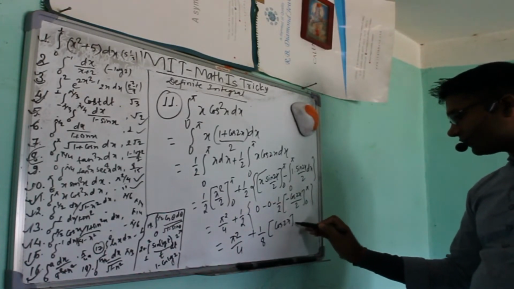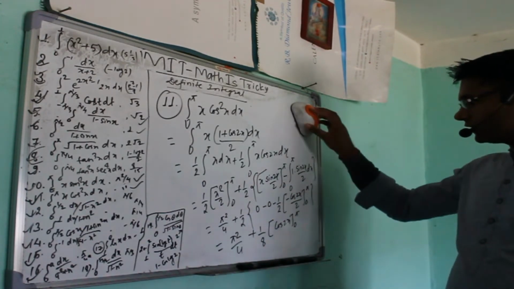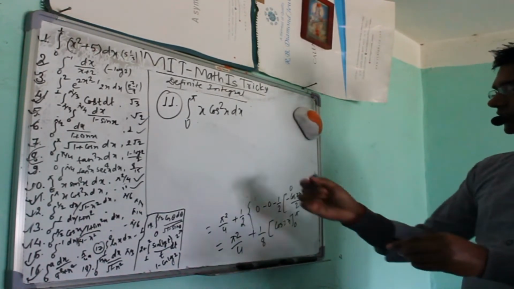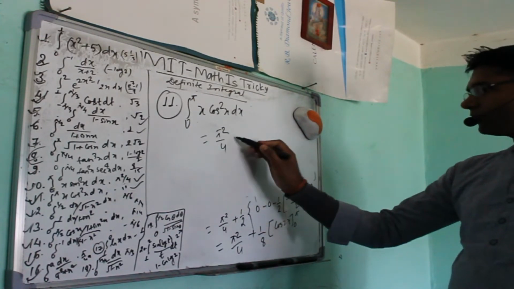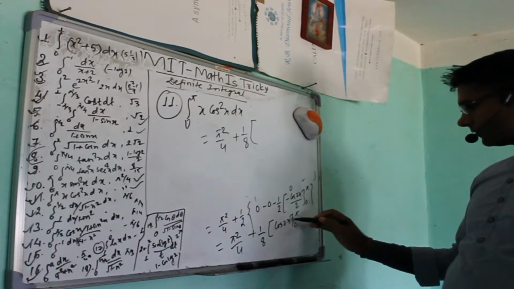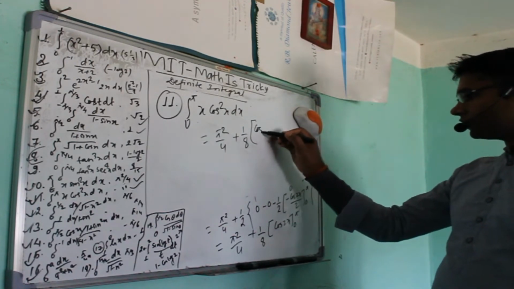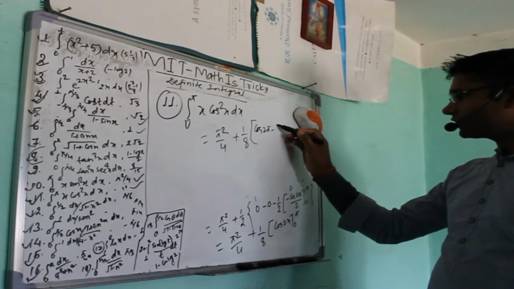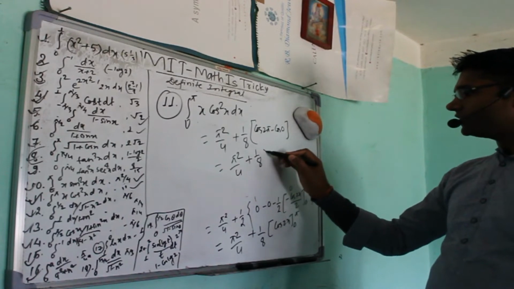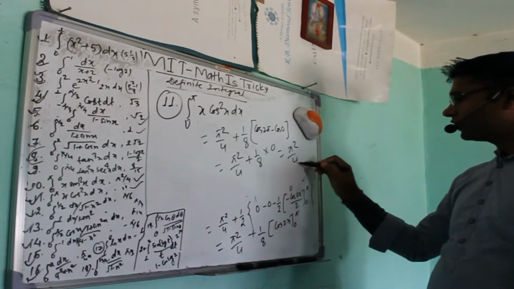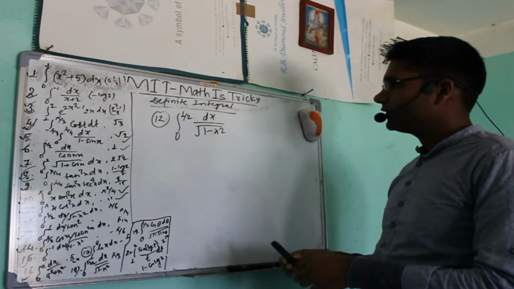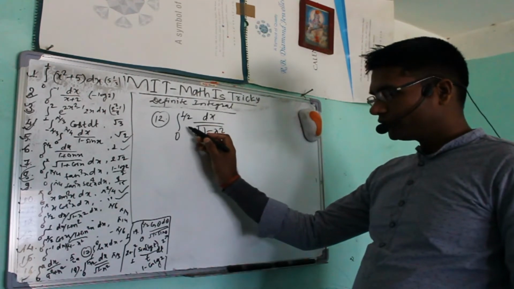Integration from 0 to pi by 4. Question number 9: integral from 0 to pi by 4 of tan square x sec square x dx. So what we can do here? Let's write like this: from 0 to pi by 4, tan square x into sec square x and sec square x dx. So now we can write like this: from 0 to pi by 4, tan square x, 1 plus tan square x, and then sec square x as it is, dx.